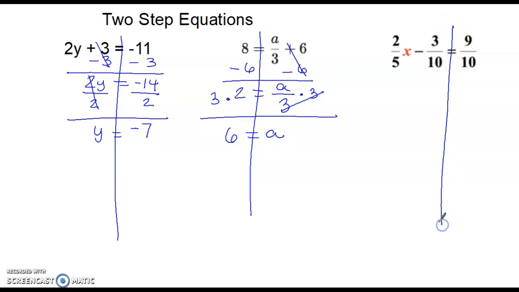Over here, now we have a two-step equation with fractions. Same exact thing applies though. This is my term with the variable, and this is my term without the variable.